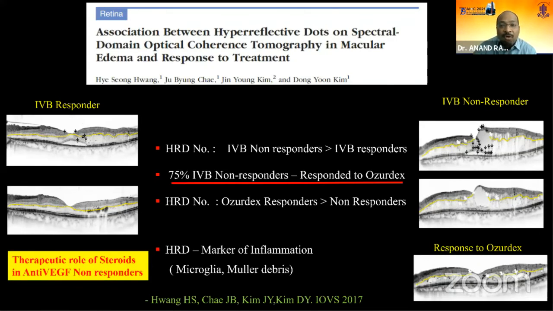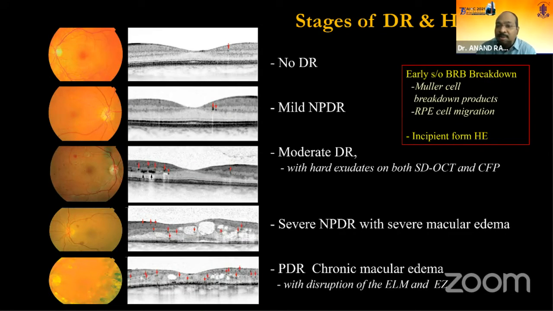So HRF also increases with the stage of diabetic retinopathy. From no DR to PDR, you see this number of spots increasing. And it's an early sign of blood-retinal barrier breakdown. Some of the postulates suggested Müller cell breakdown products, RPE cell migration, but what we believe now is it's an incipient form of hard exudate. So here you have HRF, an example, and HRF in DME improving and regressing with anti-VEGF therapy. So it's considered a nascent form of hard exudate. It's almost considered like sub-threshold disease, signals BRB breakdown, and in AMD, it's the first to resolve and the first to recur in a relapse.